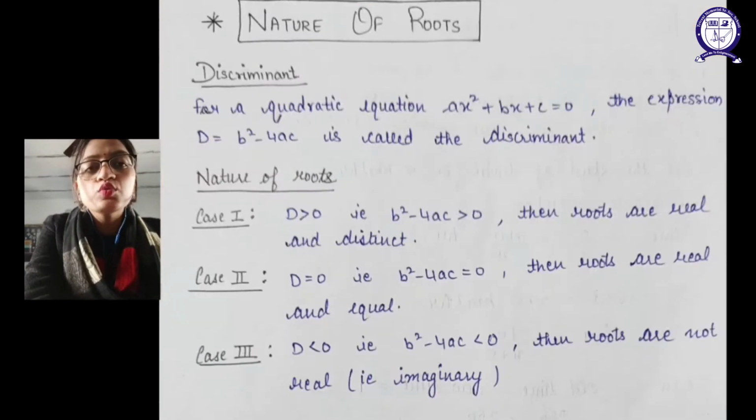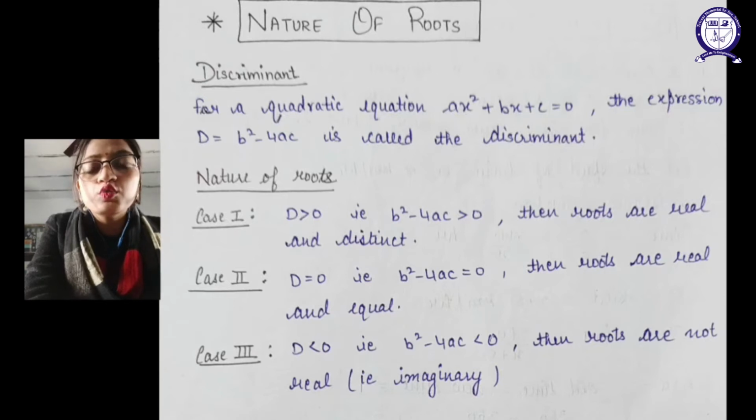Nature of roots can be determined by finding a term called the discriminant. For a quadratic equation ax square plus bx plus c equals 0, the expression b square minus 4ac is called the discriminant. We know that in the previous video we learnt about the quadratic formula. In that there is a term inside the under root part, that is b square minus 4ac. That term is known as the discriminant. So here D is equal to b square minus 4ac.